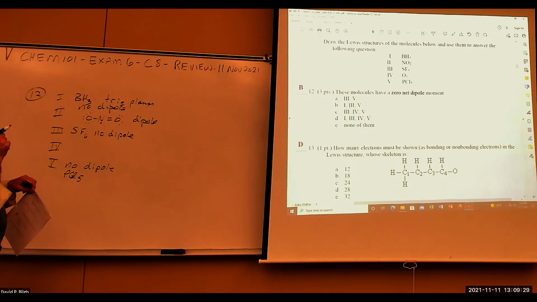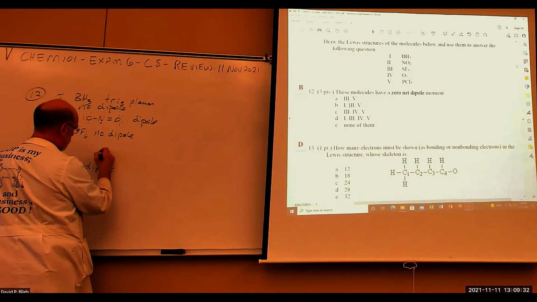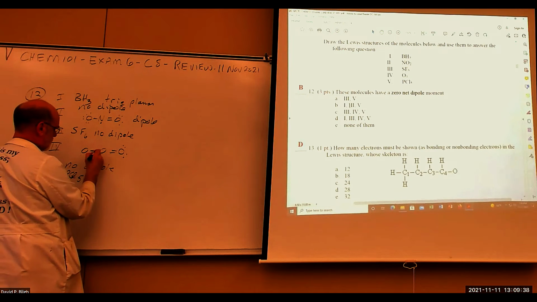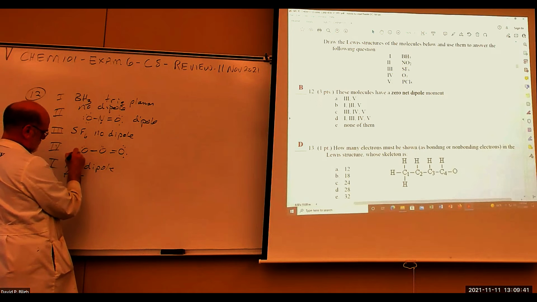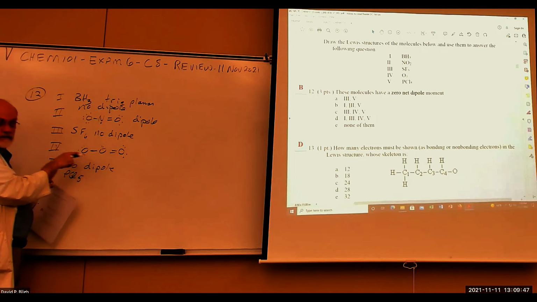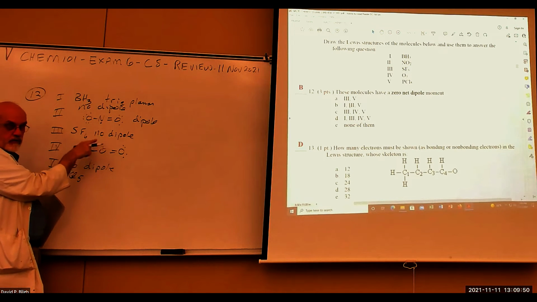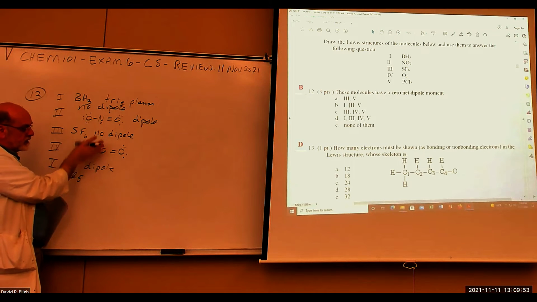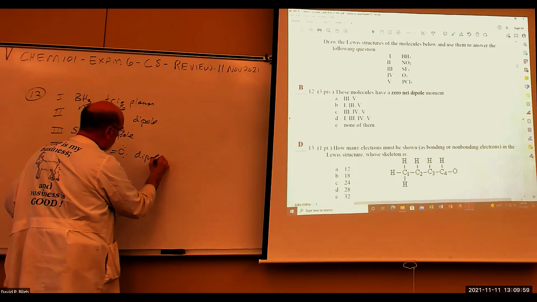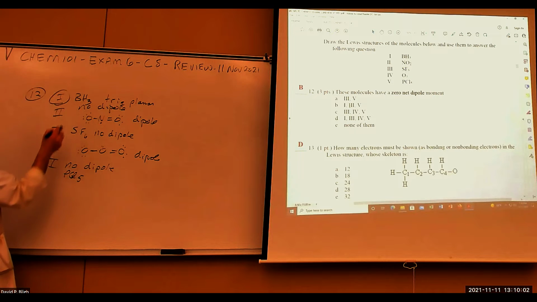How about 4? Oh, ozone. Okay. Ozone like that, like that. So around the central atom, you've got 1, 2, 3. Right? 3 groups, which means trigonal planar, cover up the lone pair, and you have a bent molecule. This one has a dipole. So the only ones that have no dipole are 1, 3, and 5. 1, 3, and 5. Okay?